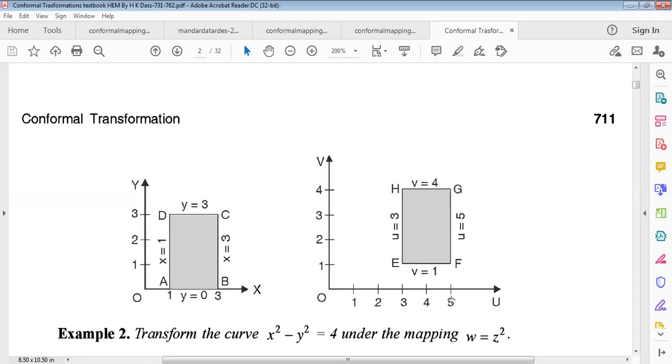And if u equals 5, then it is also parallel to the v axis. And if v equals 4, 1, 2, 3, 4, this is also a line parallel to the u-axis. So we get another rectangle for this view, E, F, G, H. This is the image of this ABCD rectangle. Understand? And by conformal transformation we have made another image of ABCD, which is EFGH.